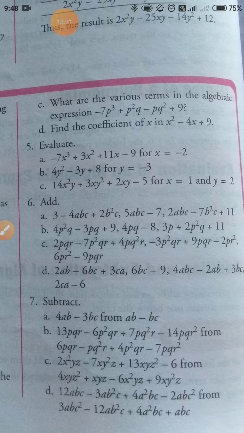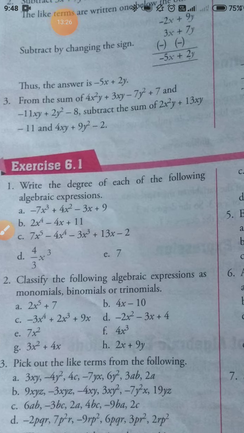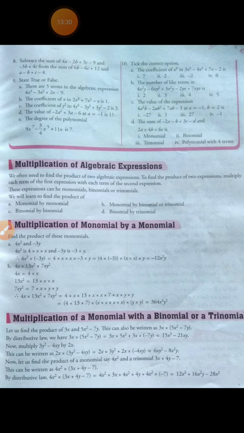The sixth question you can do, the seventh question you can also do. The eighth question is the same as our third example. You have to first add the first and second expressions, then add the third and fourth expressions, then subtract. You have to subtract the sum of the first and second from the sum of the third and fourth.